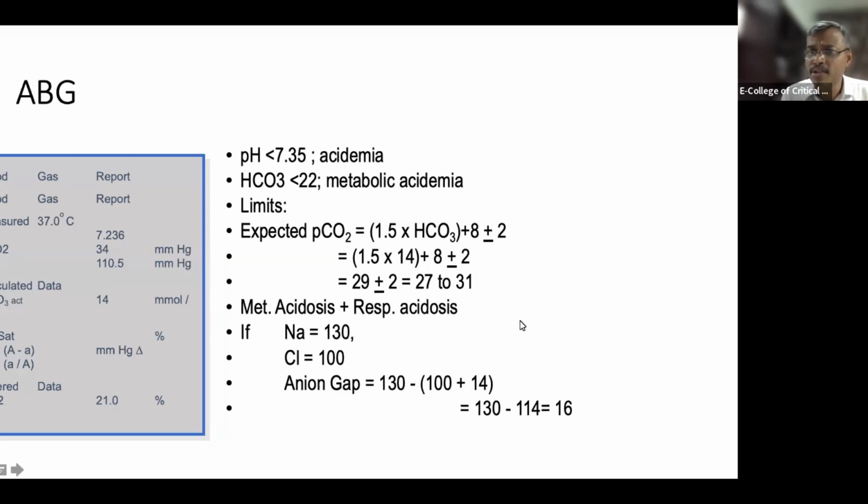So whenever metabolic acidosis is there, always calculate the anion gap. In this case, there is metabolic acidosis and respiratory acidosis, because PCO2 retention is there. Check the anion gap. Always look into the anion gap. Sodium here is 130, chloride is 100. The formula is sodium minus chloride plus bicarbonate. 130 minus 114 is 16. High anion gap metabolic acidosis.